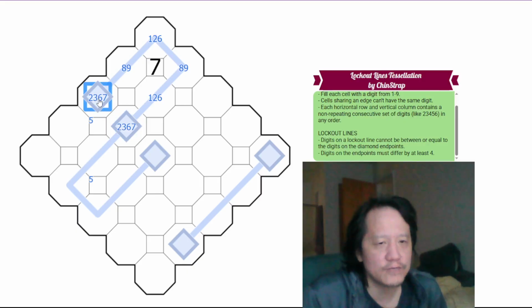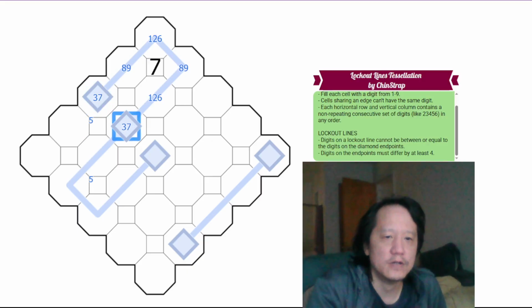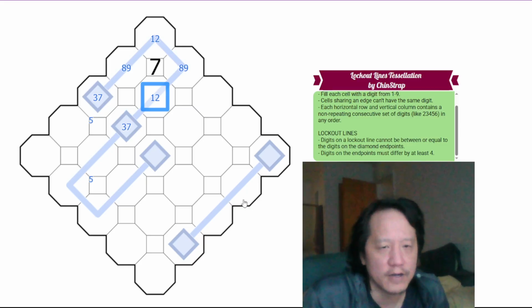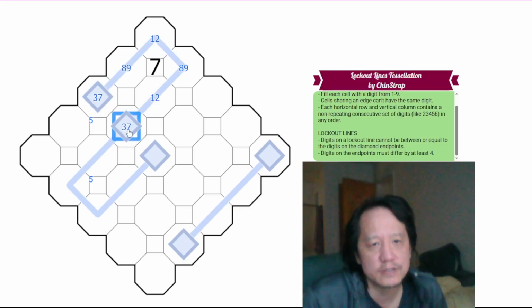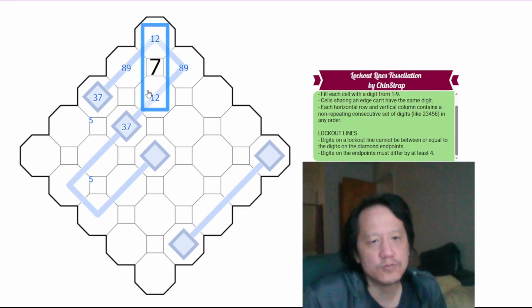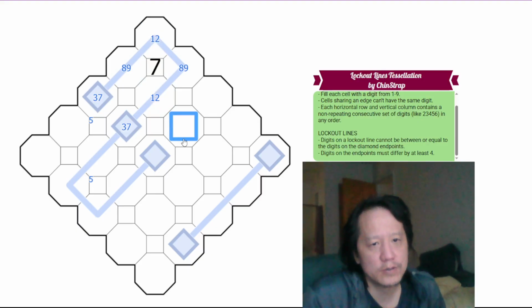If we try to have 2 and 7, that doesn't work. Therefore, this must be a 3, 7 pair. So this is 3, 7 pair. 6 cannot be in the lockout line in between because it's between 3 and 7. So this is a 1, 2 pair here.